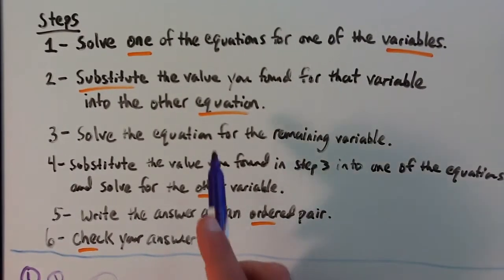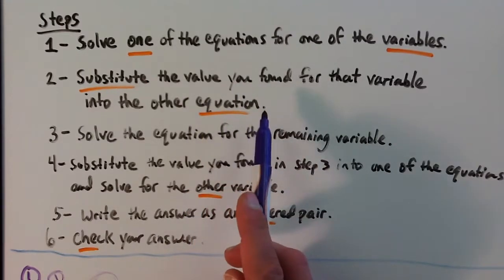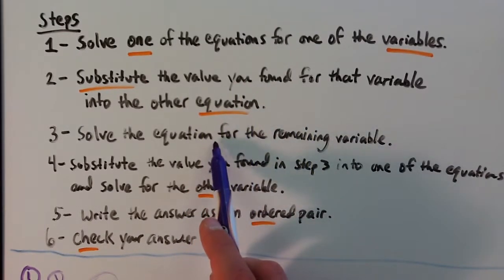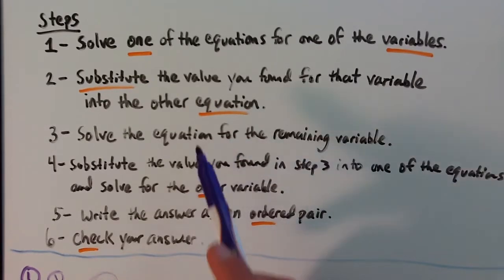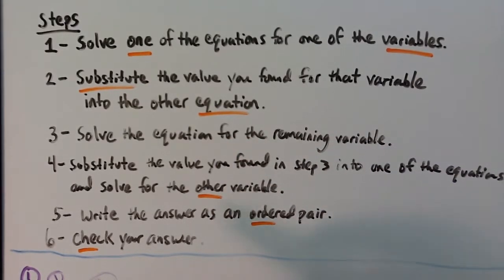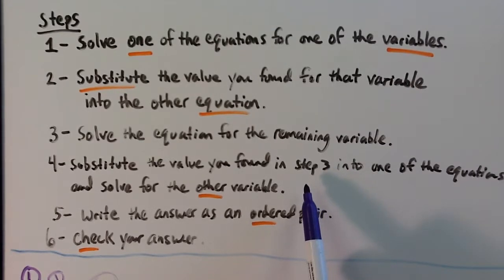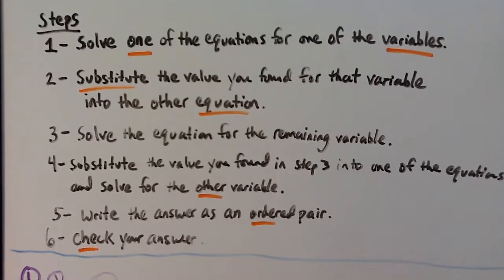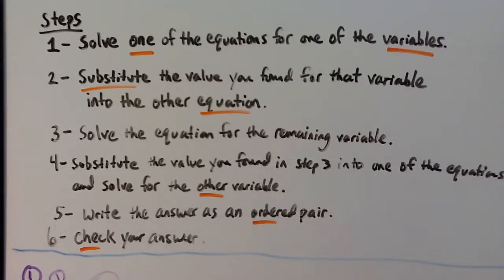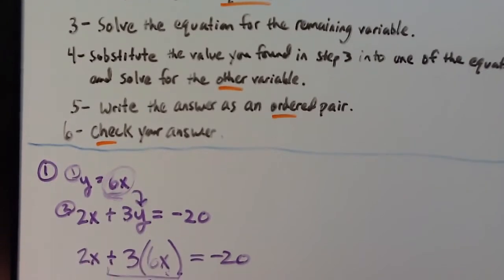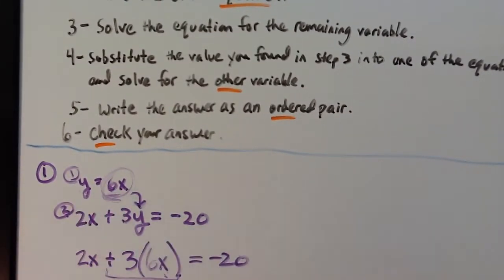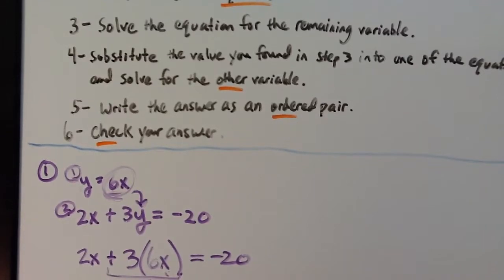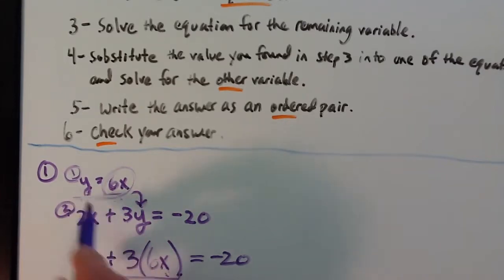So we have just done step 2. We substituted the value we found for that variable into the other equation, and then we did step 3. We solved the equation for the remaining variable. We just solved for x. So now, step 4, substitute the value you found in step 3, which was x equals negative 1, into one of the equations and solve for the other variable. We know what x is, now we have to figure out what y is. In either one of those two equations, does it say y equals anything? Yes, we do. We have it right here, y equals 6x.